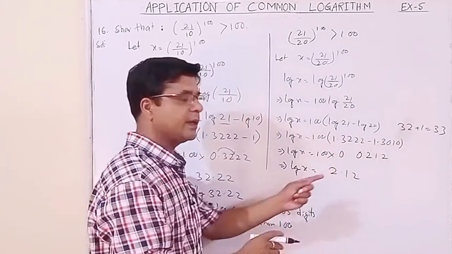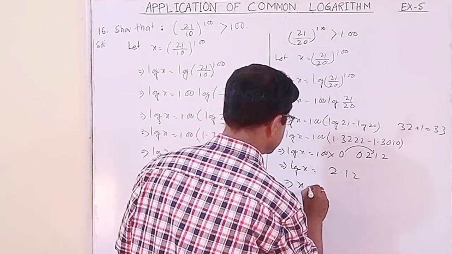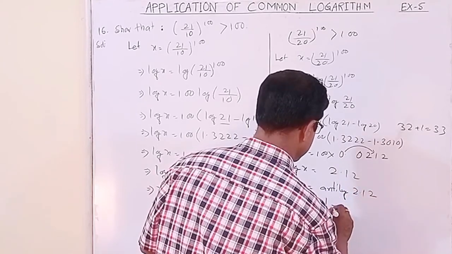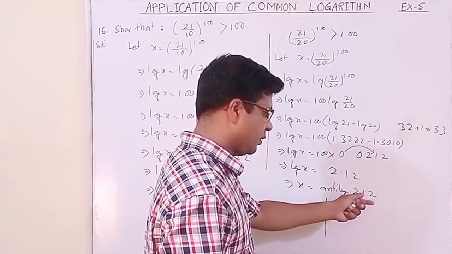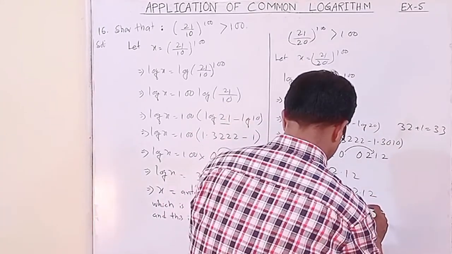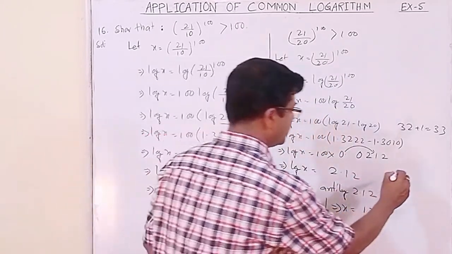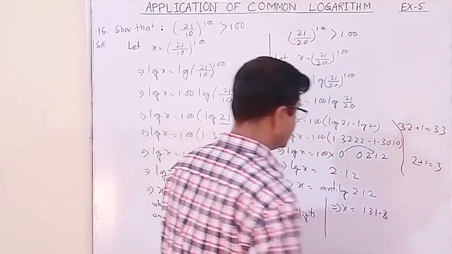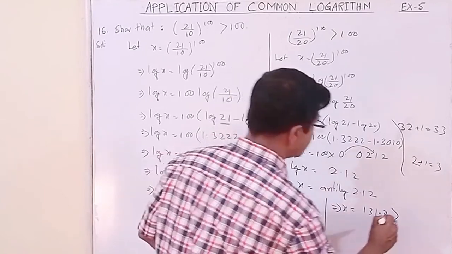So here log of x will be 2.12. If we are multiplying by 100, then this decimal will be shifted here. So 2.12. How will we find x? x is antilog of 2.12. For this, what we have to do? We have to take the antilog table and we will go for 0.12. Okay, we have taken the antilog table and it is 1318. Okay, so the decimal we have to put after how many places? It is 2 plus 1, 3 places. Now you see the value of this is 131.8, which is obviously greater than 100.